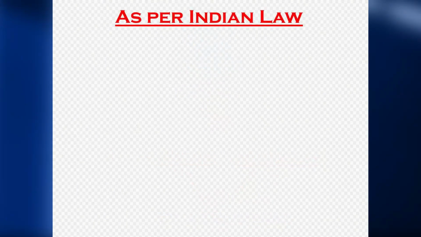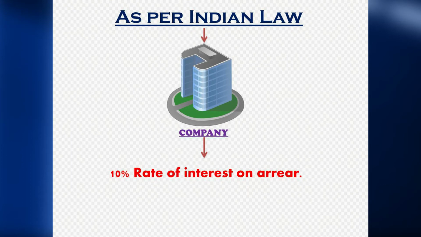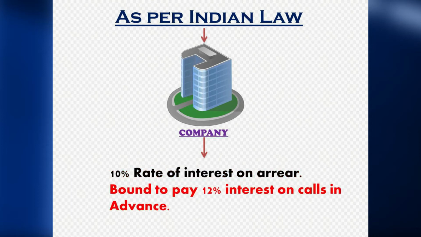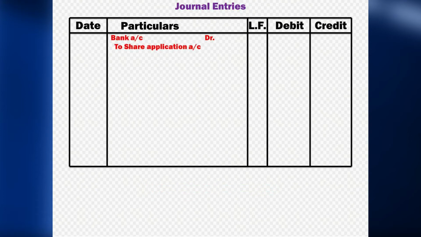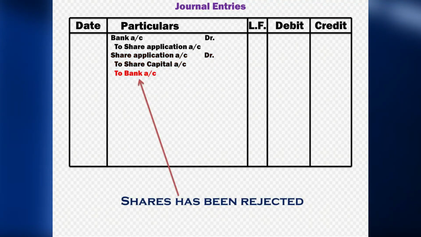As per Indian law, the company can receive 10% rate of interest on arrear, and the company is bound to pay 12% interest on calls in advance. But we are doing all the journal entries ignoring interest. So in this situation, the journal entries will be bank account debit to share application account and share application account debit to share capital account, as well as to bank account, because in this situation the shares have been rejected.